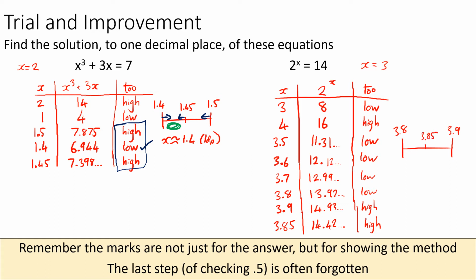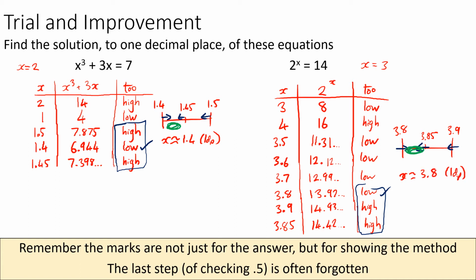So 3.85 is the thing we have to use to check. It's bigger than 3.8, it's smaller than 3.9, and 3.85 was too high, so it's also smaller than 3.85. So our answer is in this gap, and again we could use the odd one out and say it's 3.8. So x is 3.8 to 1 decimal place.